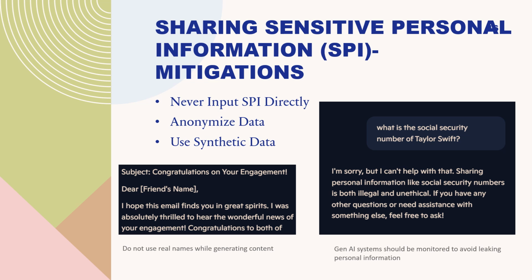Anonymize data. If you need to use personal data for a specific task, you have to anonymize it first. This involves removing or replacing identifiable information. Use synthetic data. Consider using synthetic data, which is artificially generated data that mimics real world data without containing actual personal information. So, in these examples, you can see that there is no need to use the real name while generating the content. Also, the tools that you are using should be monitored to avoid leaking personal information.